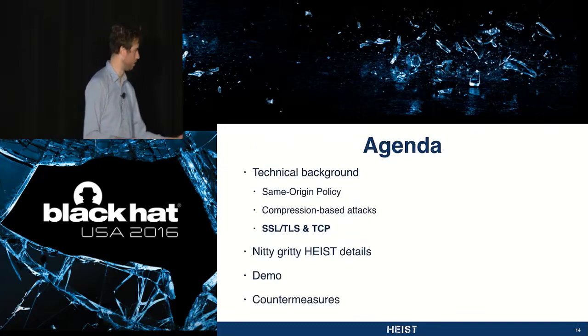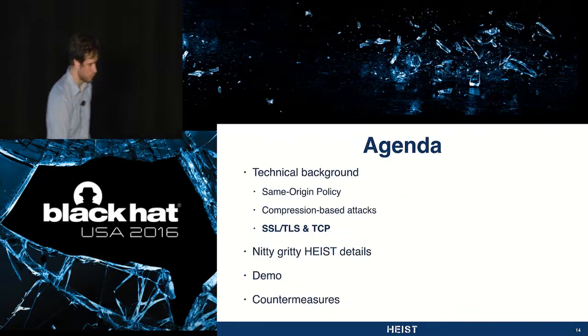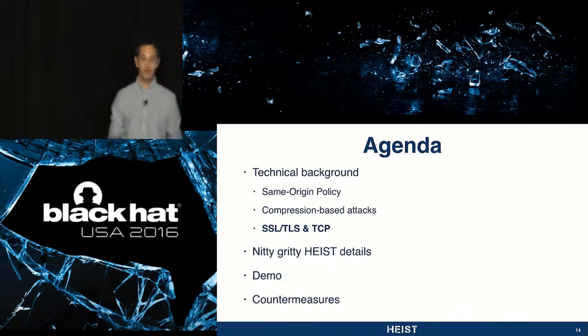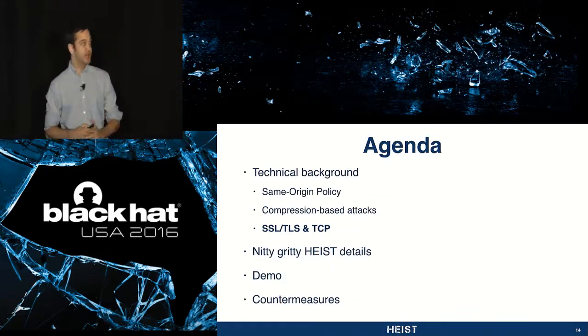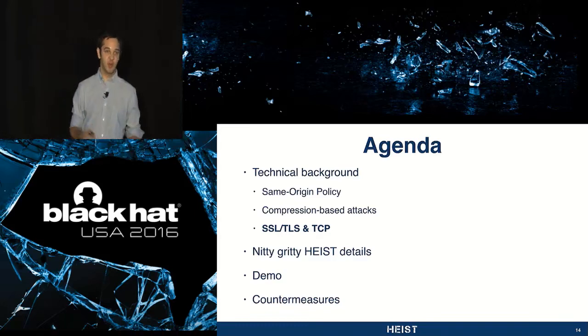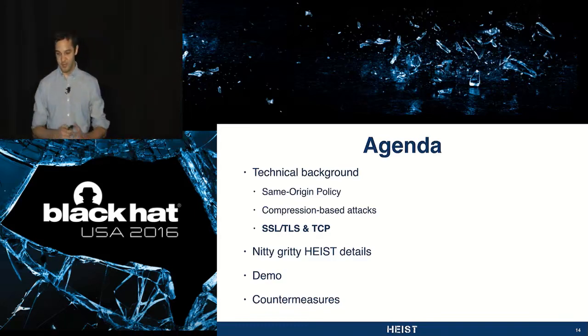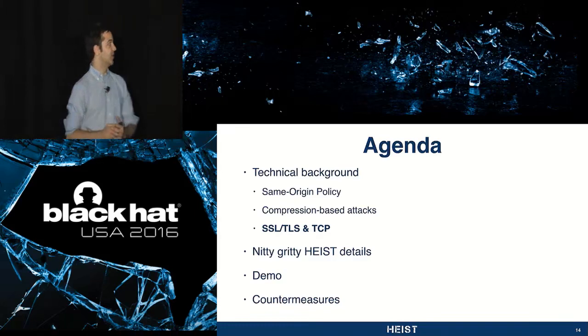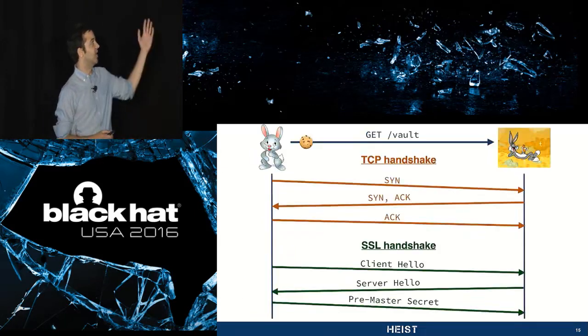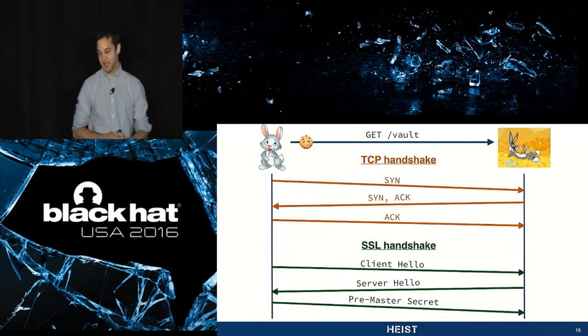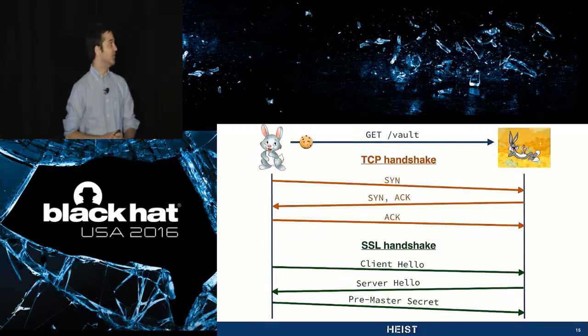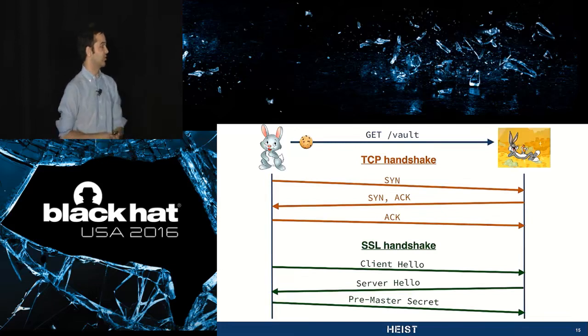Okay, so the last part of the background knowledge that we need in order to understand the HEIST attack is how SSL or TLS works at a low level. I'm going to quickly explain this using an example. So let's say we again have our friend here, Mr. Sniffles. He wants to request the contents of the vault, and to do that he's going to send an HTTPS request to the server, to the vault resource.